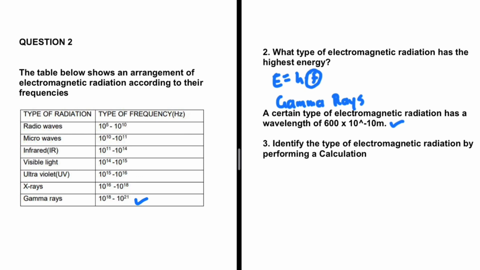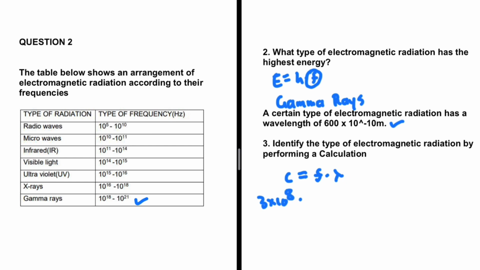So we just convert whatever we have to frequency, and then from the frequency we calculated, we're going to be able to identify the type of radiation. So let's go ahead and take a look. We know that speed, in our case denoted by c, in electromagnetic waves is equal to the frequency multiplied by the wavelength. So c, speed of light, 3 times 10 to the power 8.